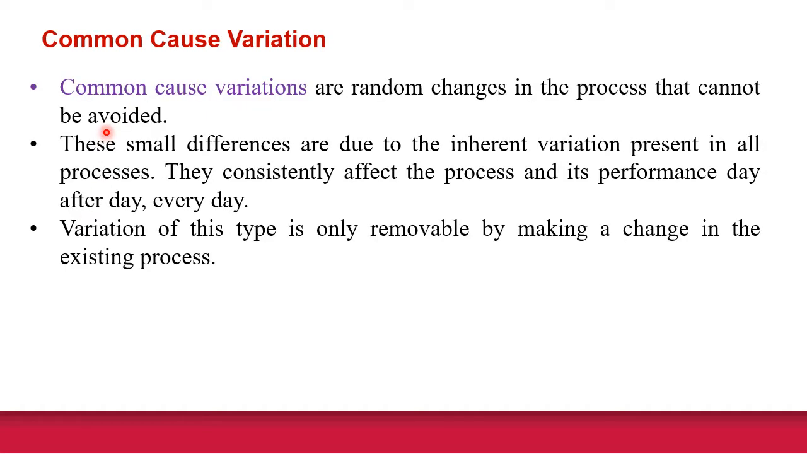Common cause variations are random changes in the process that cannot be avoided. These small differences are due to the inherent variation present in all processes that consistently affect the process and its performance day after day after day. Variation of this type is only removable by making a change in the existing process. So in other words, you have to improve the actual process itself by using either different methods or better instruments, better presses, whatever the actual manufacturing process involves. So this usually takes some kind of effort and time and money to fix.